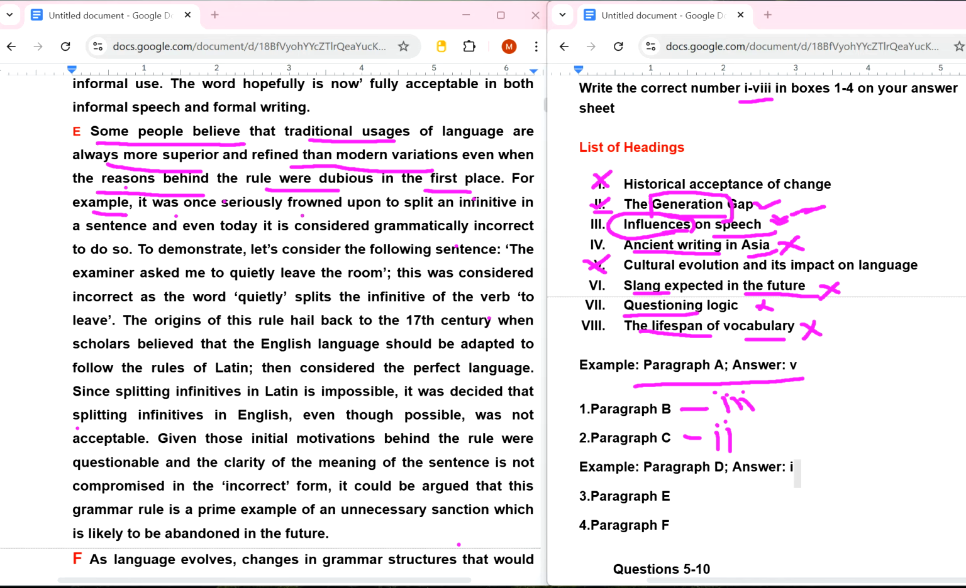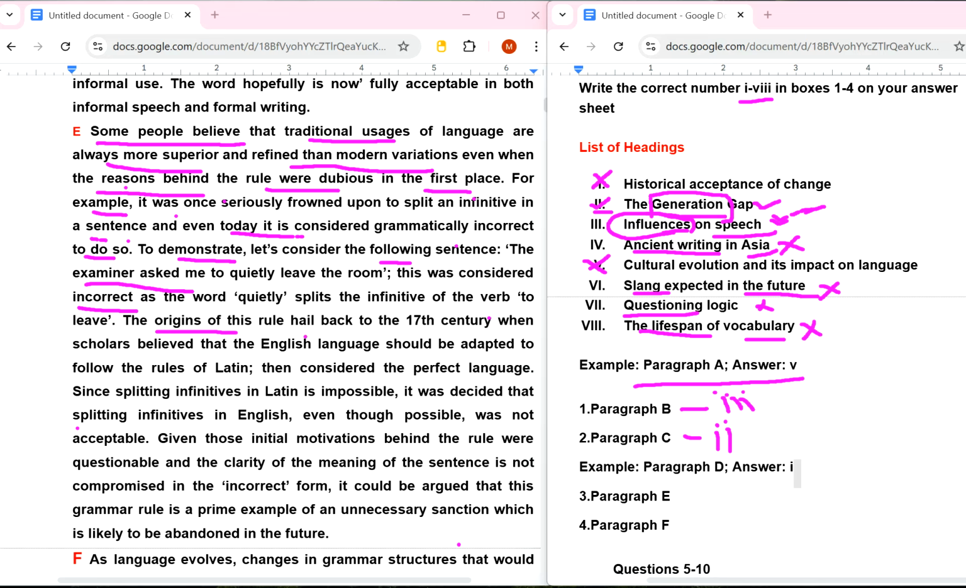For example, it was once seriously frowned upon to split an infinitive in a sentence. Even today it is considered grammatically incorrect. To demonstrate, let's consider the following sentence. Examiner asked me to quietly leave the room. This was considered incorrect. Okay, so this is an example.